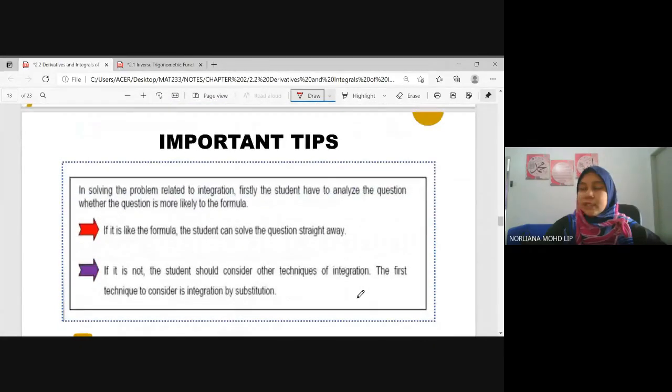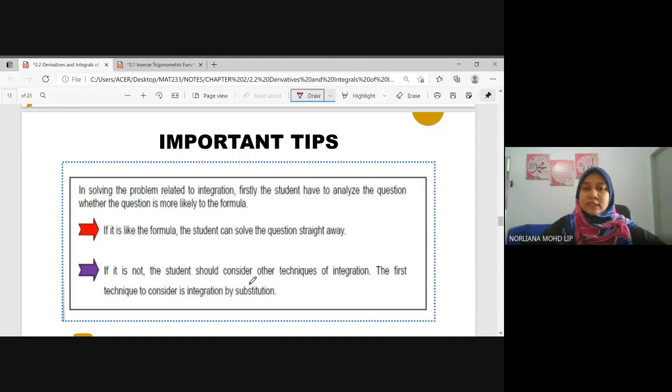Okay, the important tips in solving problems related to integration. Firstly, the student has to analyze the question, whether the question is more likely to the formula or not. Macam tadi lah, ada 3 patterns kan. If it is like the formula, the student can solve the question straight away. If it's not, the students can use other techniques of integration.